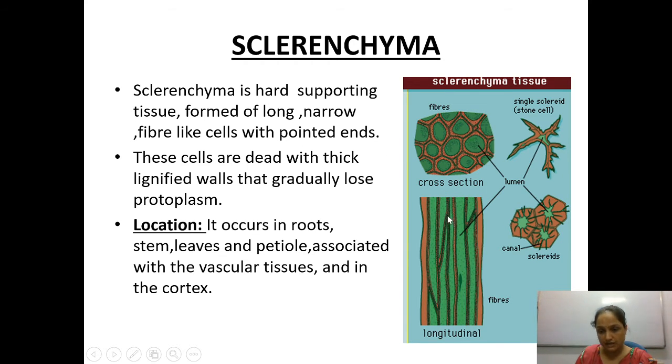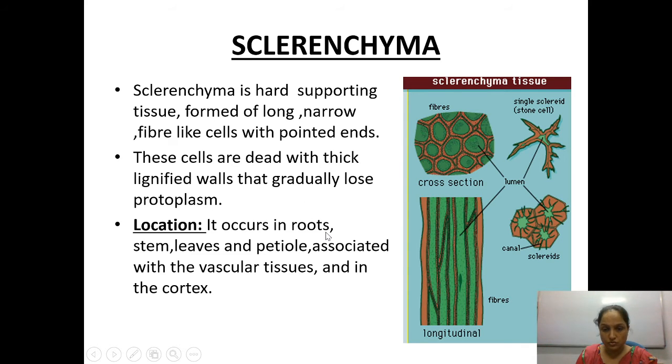You can see the cells of this tissue. The cells have pointed ends. These cells are dead with thick lignified walls. How are these cells? Dead. Okay, remember this point: cells are dead and the deposition is there because of the lignin. And in the case of parenchyma, that deposition was of the pectin. Okay, what was in the edges? Cellulose and pectin. Here, in the whole cell wall, which thickening is there? Lignin.